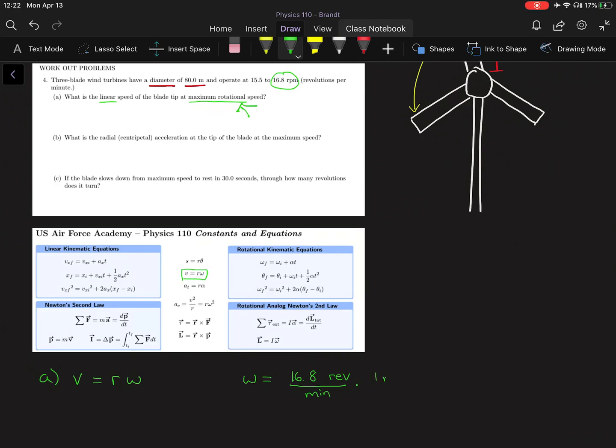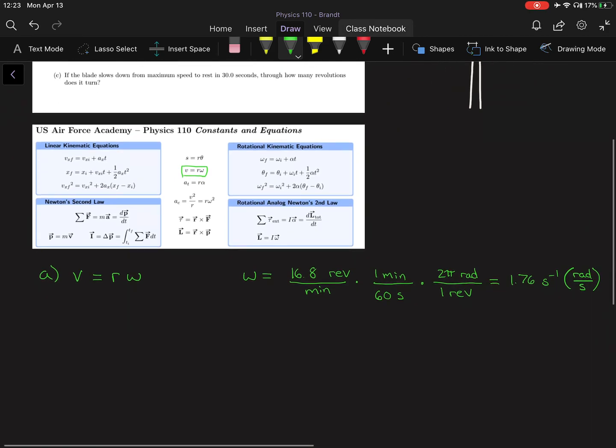So we know that 1 minute is 60 seconds, and we know that 1 revolution is 2 pi radians. So when we calculate all of that out, we wind up with 1.76 per second, or another way to look at that is radians per second. But radians is just a ratio, it's not an actual unit.